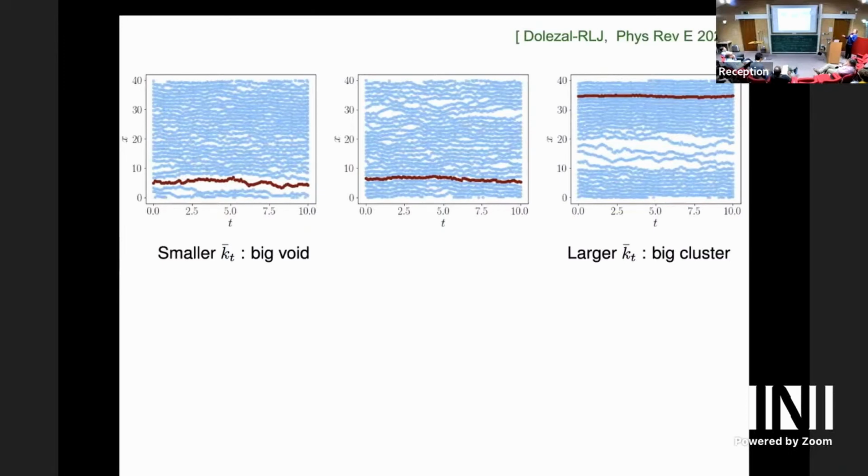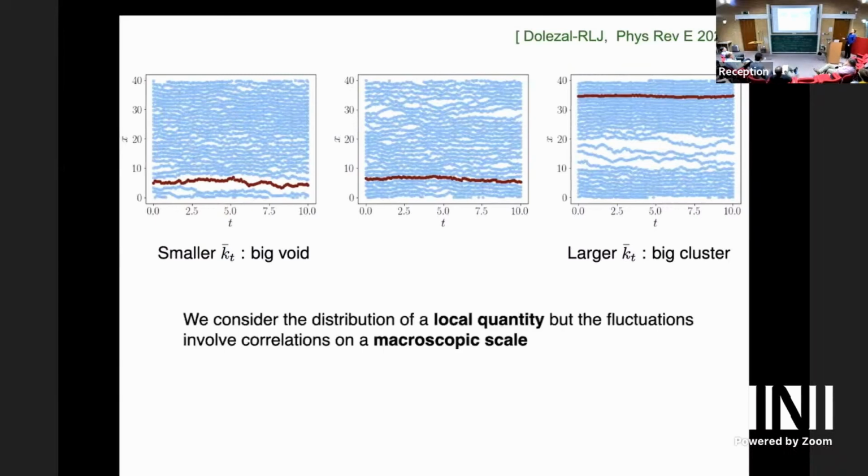So for me, this is a surprising thing that happens in the tail of the probability distribution. The configurations change in a qualitative way when you just ask what happens at small clustering or large clustering. So we consider the distribution of this local quantity. We're only talking about clustering around one particle, but we get these macroscopic scale correlations.